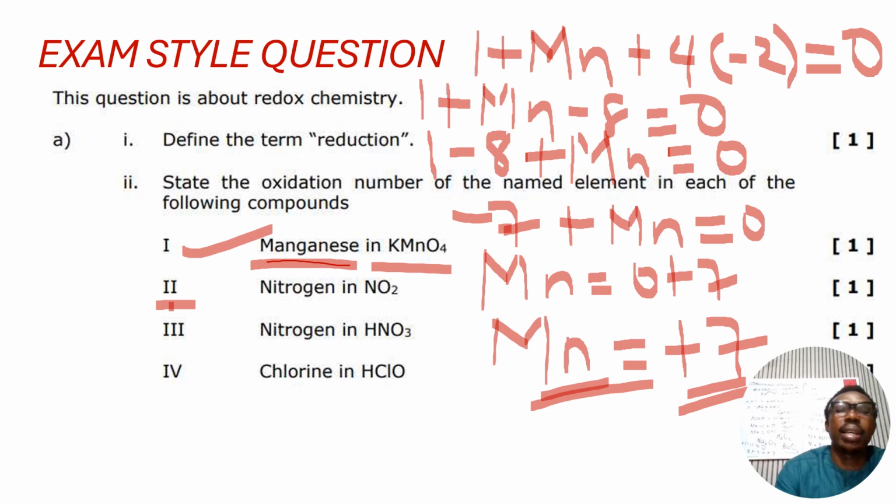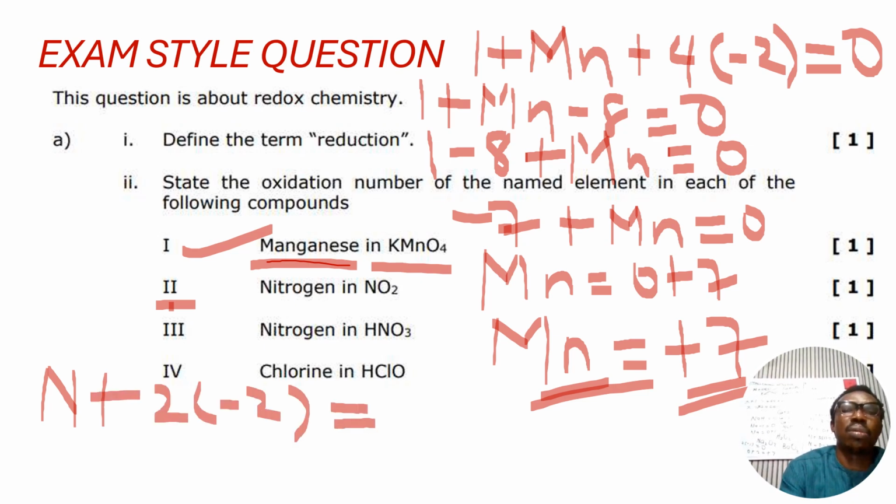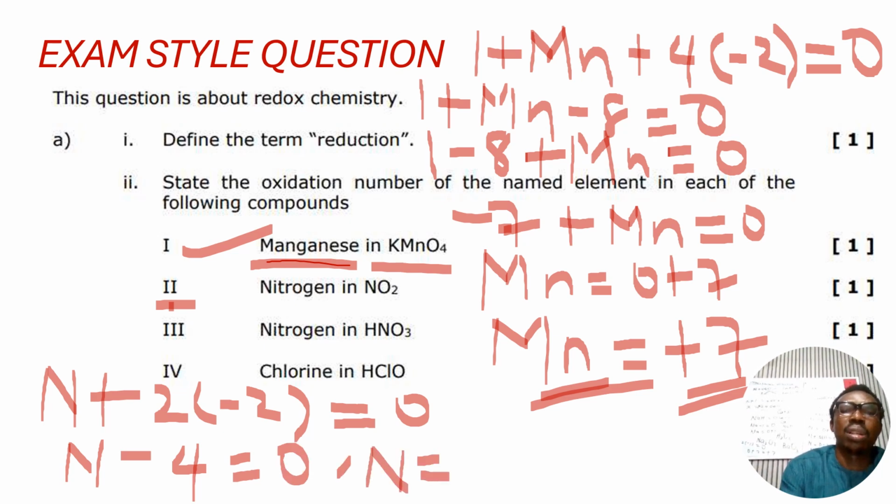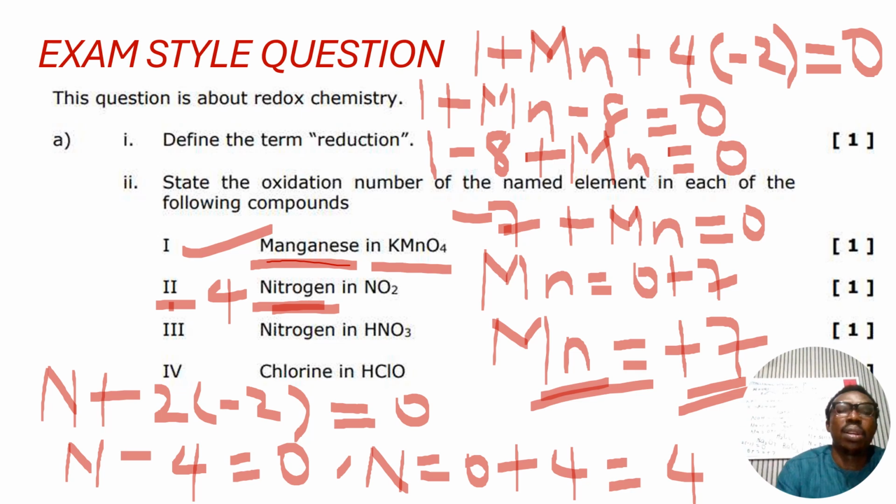Then for II, you have to calculate the oxidation number of nitrogen in nitrogen oxide, NO2. The oxidation number of oxygen is minus 2, so N plus 2 times (minus 2) is equal to 0, a compound without a net charge. So nitrogen, 2 times minus 2 is minus 4, equals 0. Nitrogen will be 0 plus 4, so the oxidation number of nitrogen here is 4. I have to erase so that I'll have enough space to calculate the others.